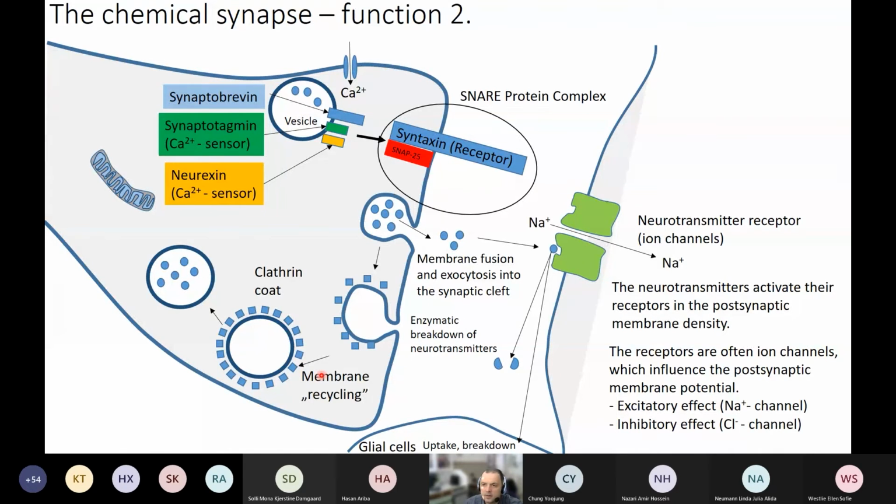You may ask the question, why do I have to know this? Because I will be a doctor, so nice, but how do I use this in clinical practice? So on one hand, there are several toxins and different kinds of diseases where this signal transmission is compromised or is somehow influenced.